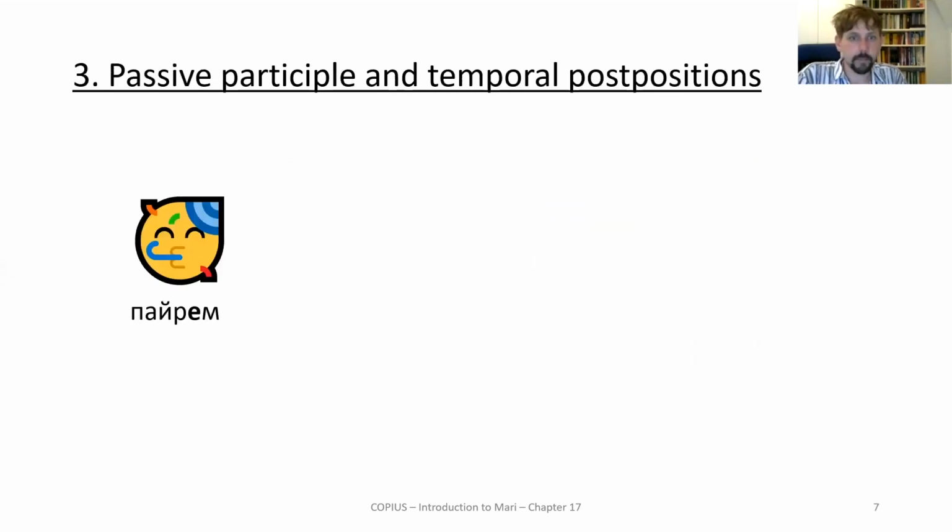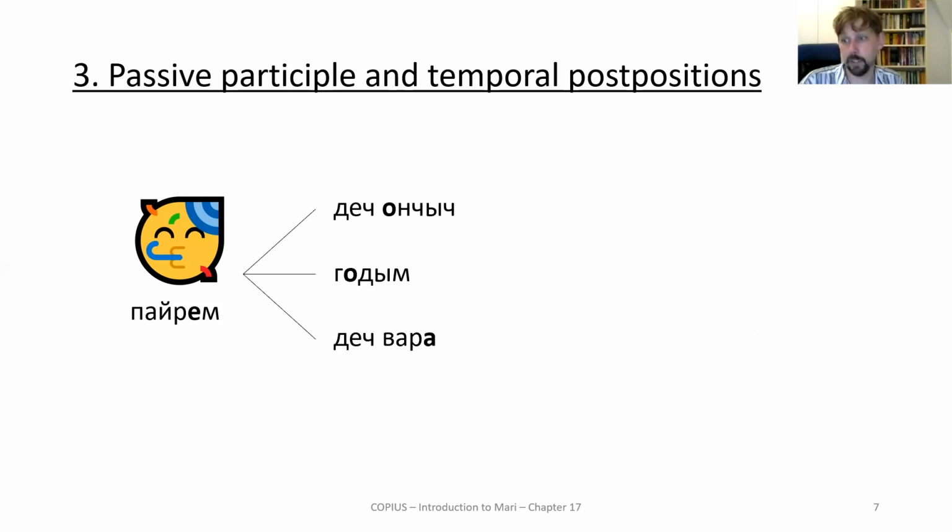Okay. Another quick look at the usage of the passive participle as a verbal noun, and now with temporal postpositions. Let's start with a noun. We have a party, a pairem, and we want to say before the party, pairem dec oncic, during the party, pairem godem, and after the party, pairem dec vara. It's all more or less straightforward. We take our noun and we have the postpositions that we attach to them afterwards.